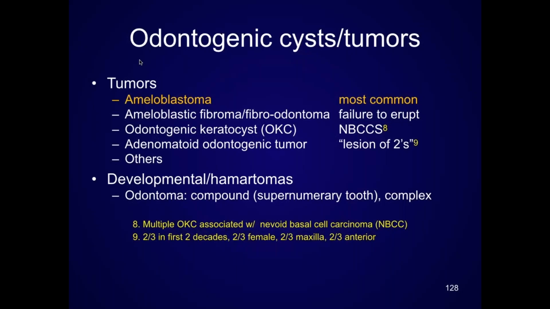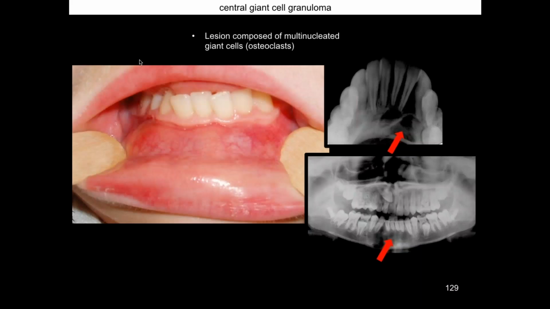OKC is the twist, right? Because those individuals can have Gorlin syndrome, which is what NBCCS is, right? And those folks have to be evaluated for basal cell carcinoma. So there's your next syndrome there, right?